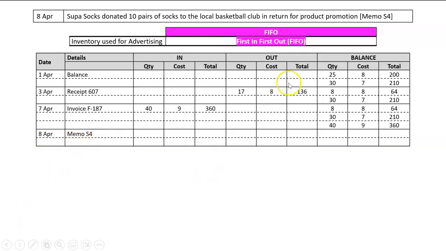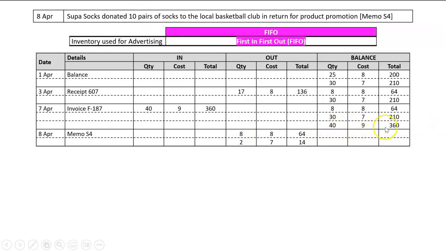So, which 10 pairs did we donate to the basketball club? Well, we don't really know, but what we will assume is that the first 8 pairs must have been these ones, because they were there first. So we'll say the first 8 out were at $8, and that must mean the next 2 came from the $7 pile, because we just go straight from this one to this one. So we'll say 2 at 7 for 14, and we can see 8 and 2 is 10 units, which matches this.